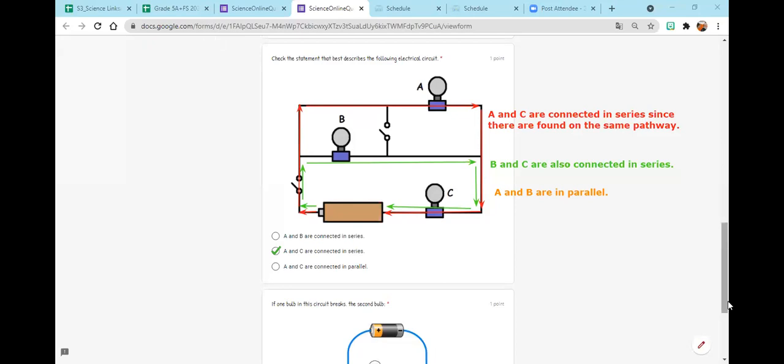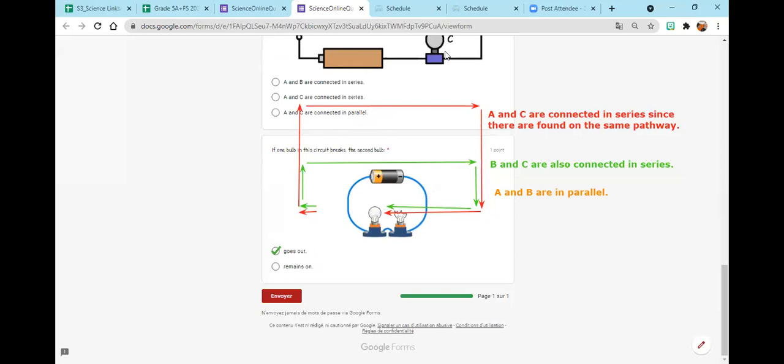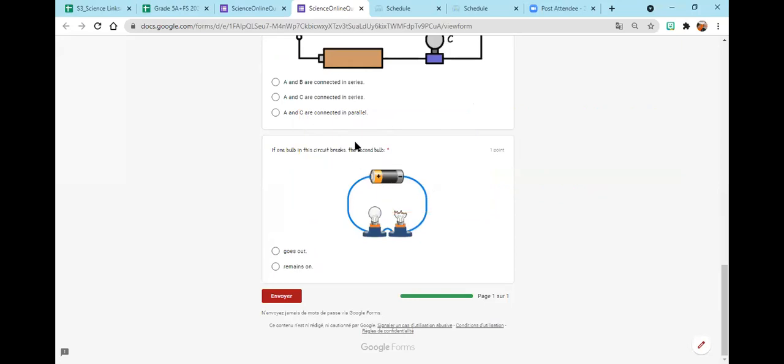Last question now, an easy one. This is a series circuit with one loop. What will happen if one light bulb goes out? It will go out. The electrons cannot pass through this disconnected or broken bulb, so it goes out.